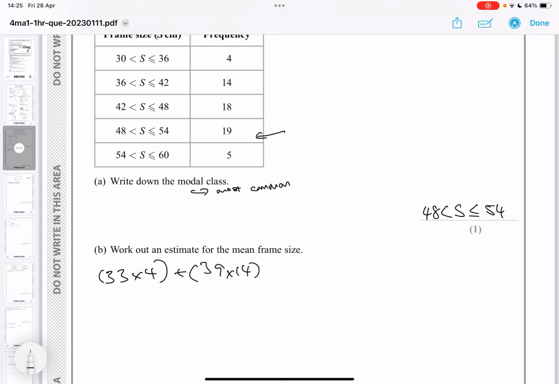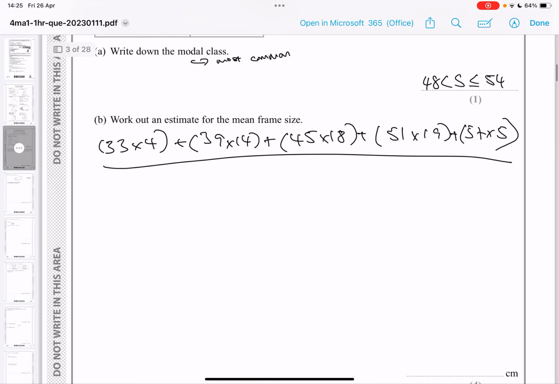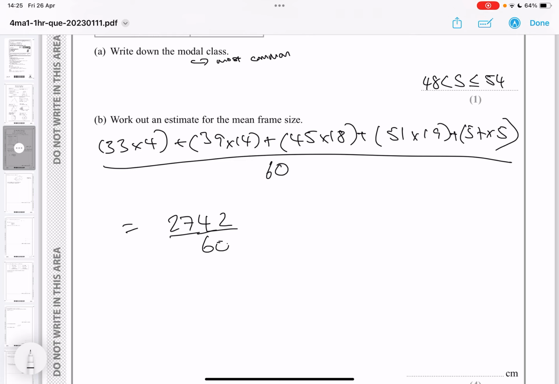Multiply by 14, plus 45 times 18, plus 51 times 19, plus 57 times 5, and divide by the total frequency, or the total number of bicycles, which is 60. Okay, if we put the top numerator in the calculator, we get 2,742 divided by 60, and that's equal to 45.7. So the answer is 45.7 centimeters.